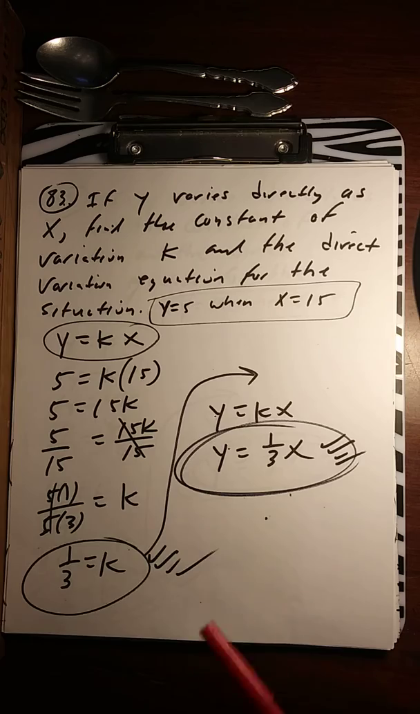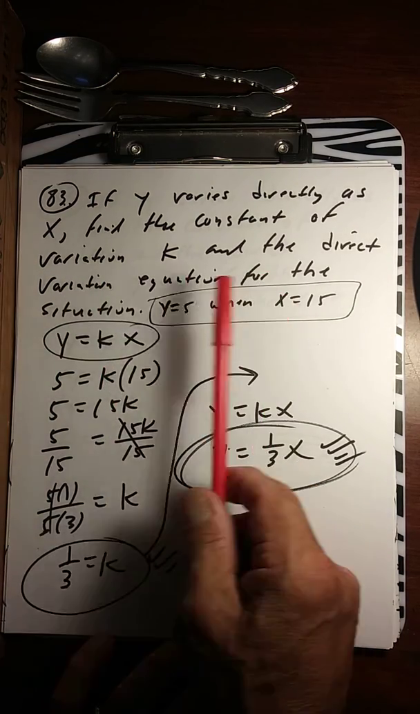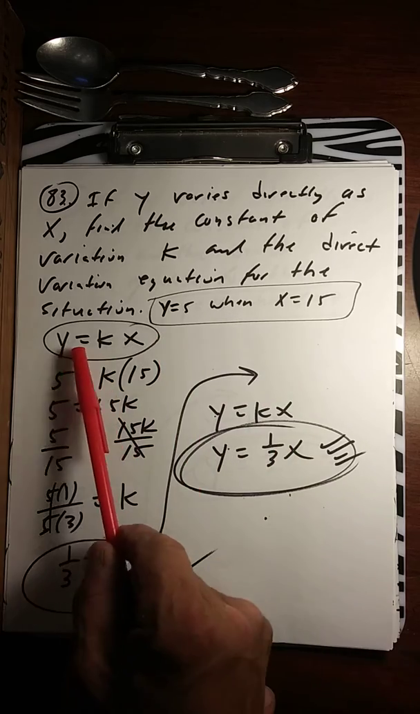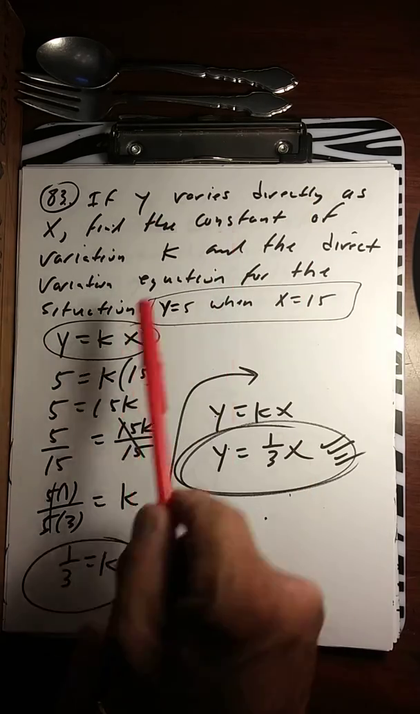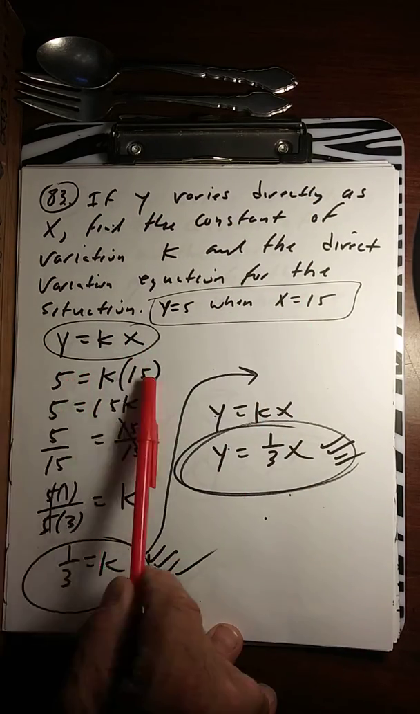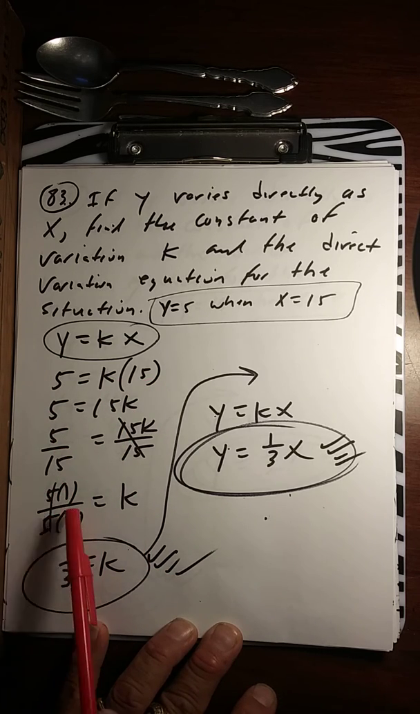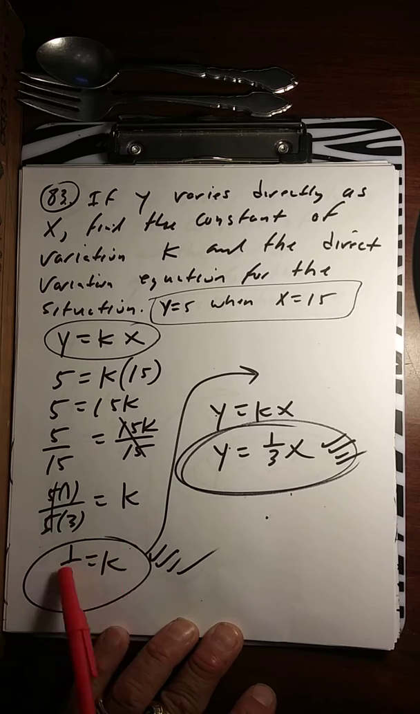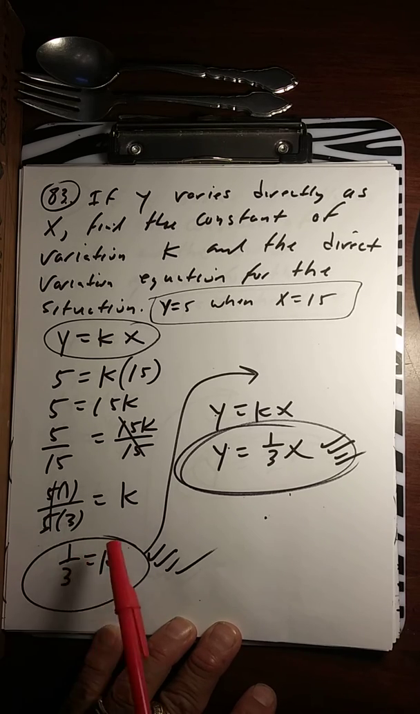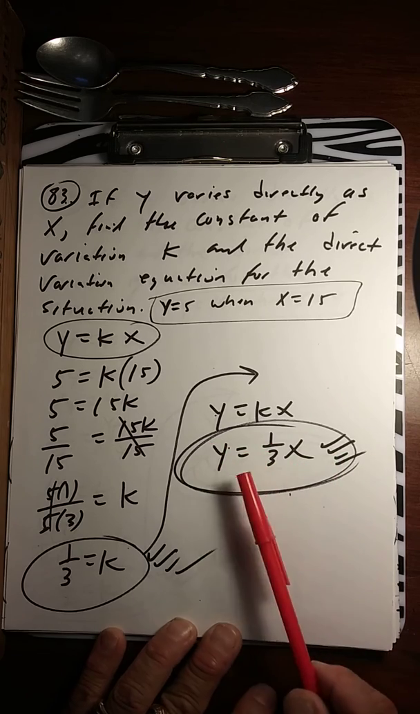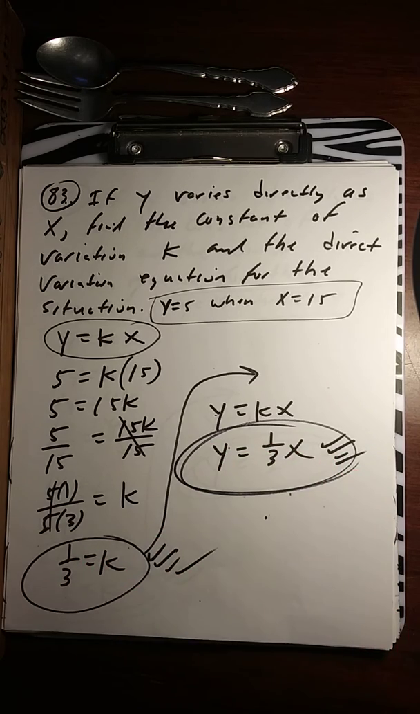Y varies directly as x. Find the constant of variation k and the direct variation equation for the situation. Y is 5 when x is 15. So y equals kx, because y varies directly as x. Put the numbers in. Divide by 15 on both sides. So 5 over 15, these cancel, 1 over 3 equals k. Now put it back in the formula: y equals 1 over 3x. There's the constant, and there's the formula.